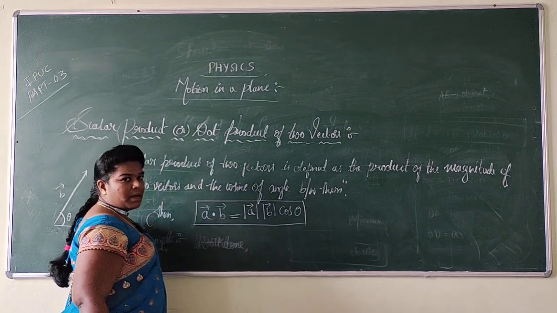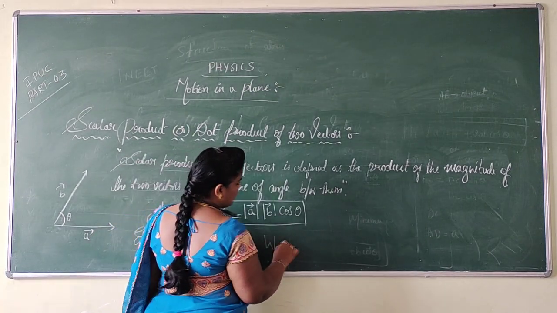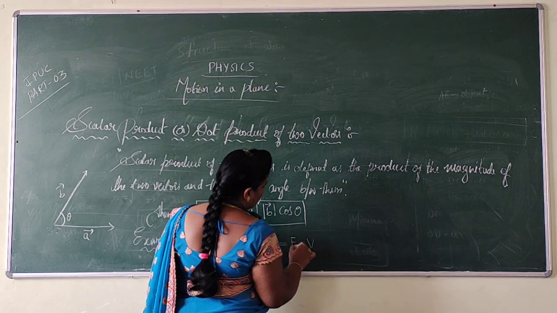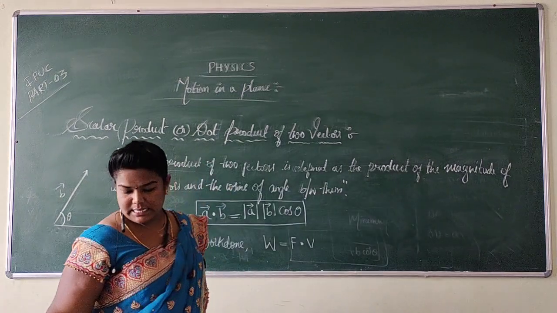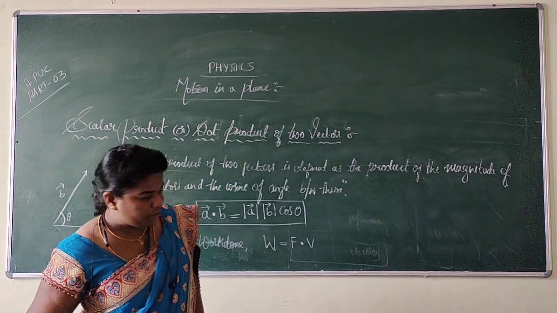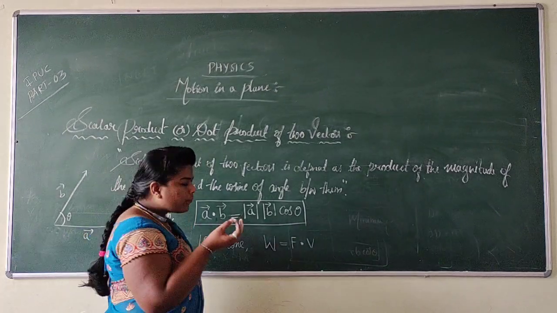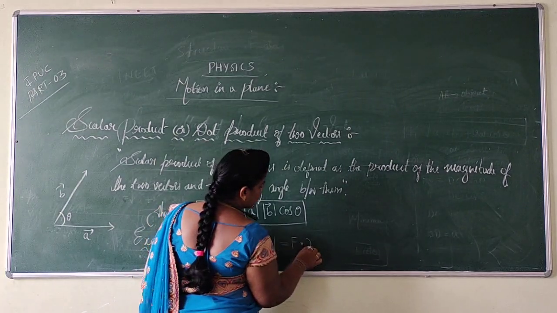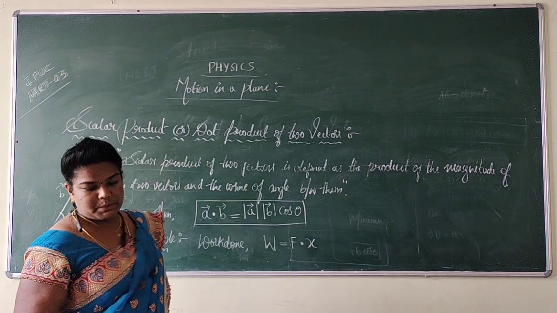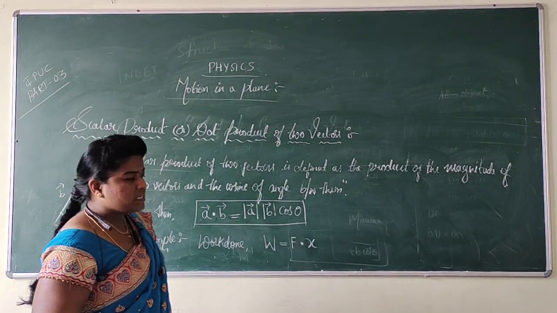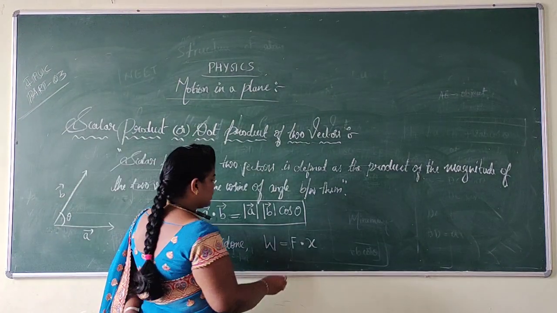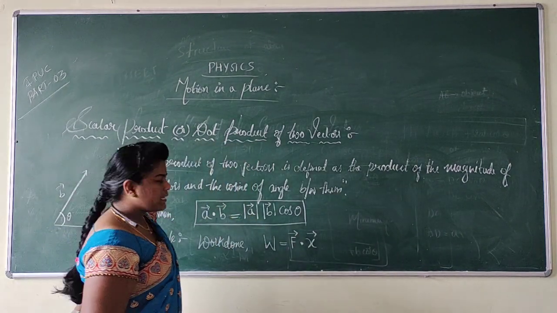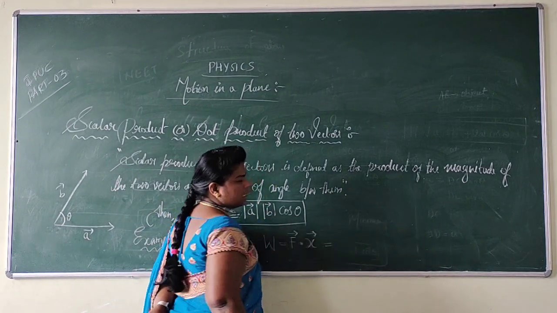So how do we define this, my dear students? Work done is a scalar product, which is equal to force into displacement. Sorry, not velocity, force into displacement. The displacement can be written as S or X, no problem. But be careful, my dear students, I am just multiplying here. So W is equal to F vector dot X vector, the dot product of force and displacement.